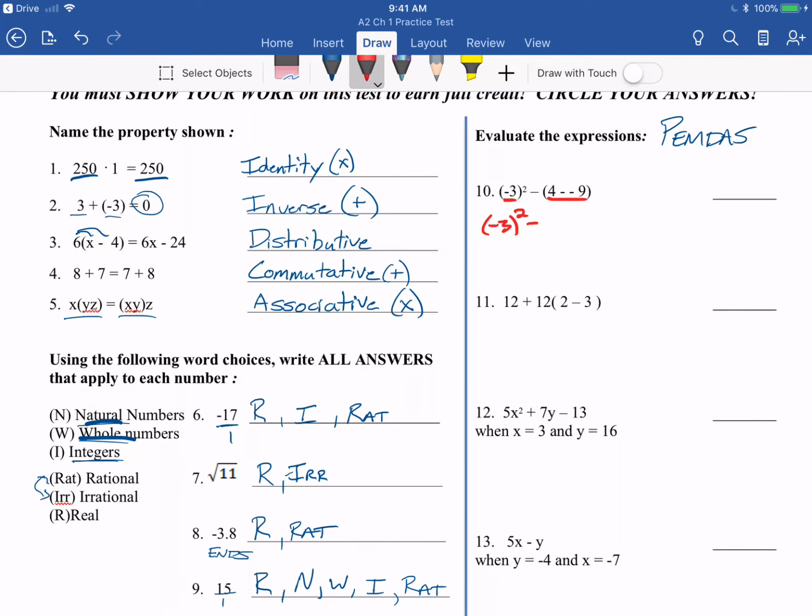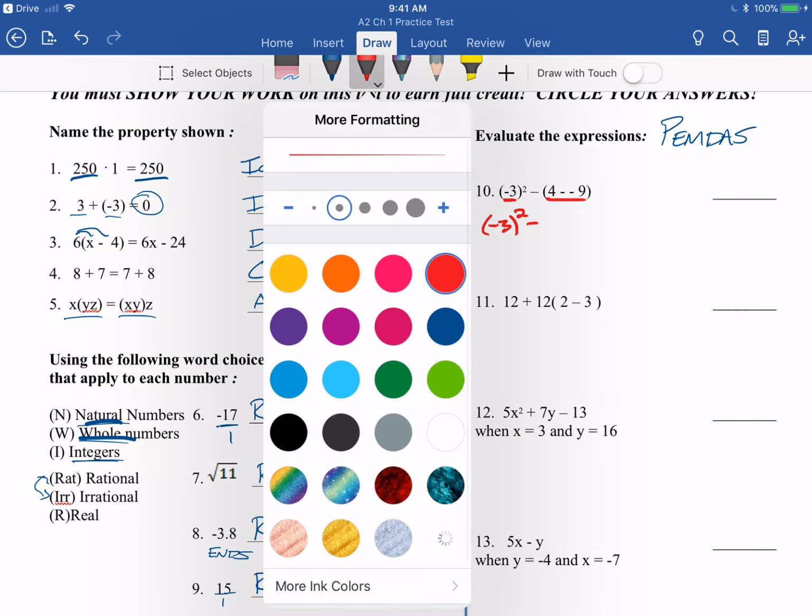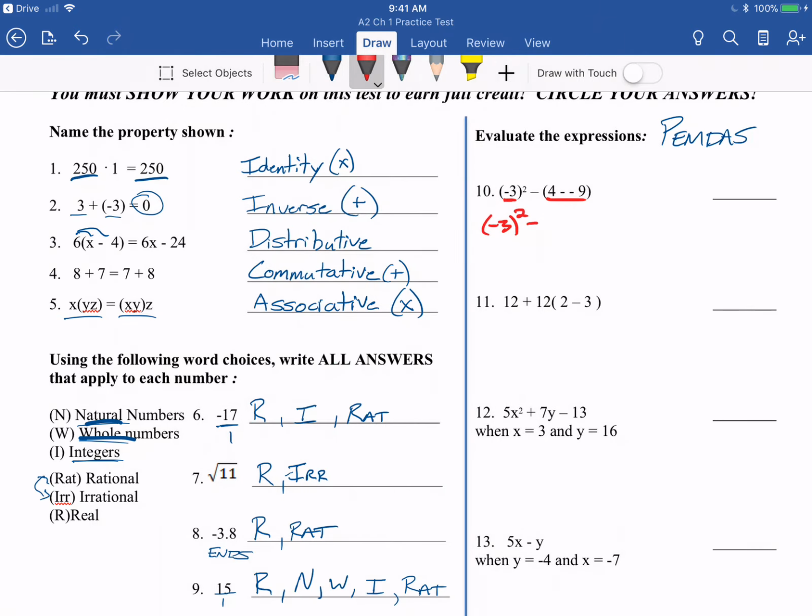Minus, in the parentheses over here, 4 minus a negative 9. Remember, ding dong or cross slash, however you remember it here. 4 plus a positive 9 is 13. All right, and then here I have negative 3 squared is negative 3 times negative 3, which is positive 9 minus 13, which is negative 4. Okay, so negative 4 goes there.